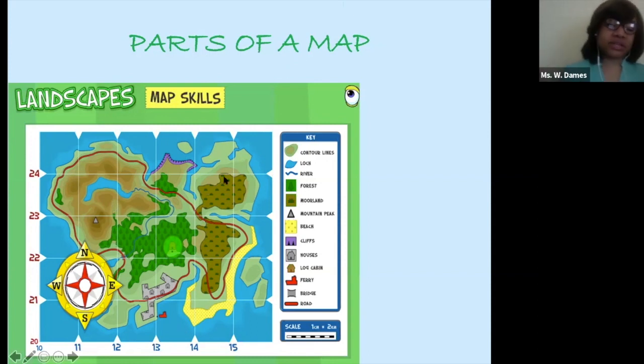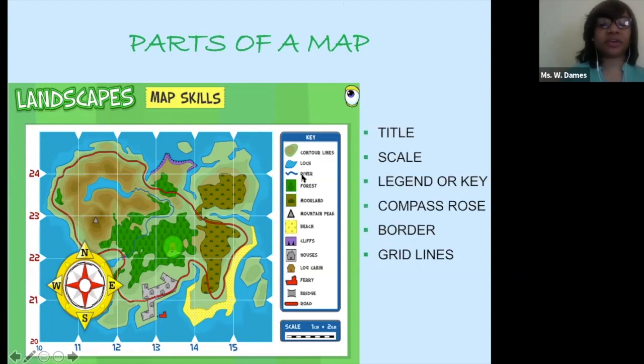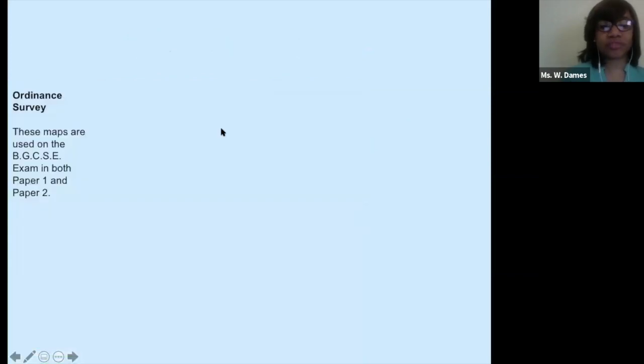Okay. And some persons may decide to, as a sixth one, identify the grid lines. Okay, we have grid lines over this map as well. So yes, you have your title, your scale, your key or legend, your compass rose, the border, and your grid lines. So just moving on.